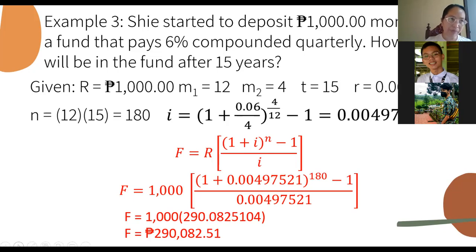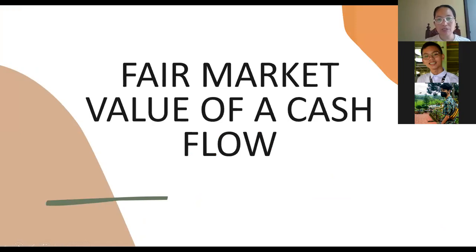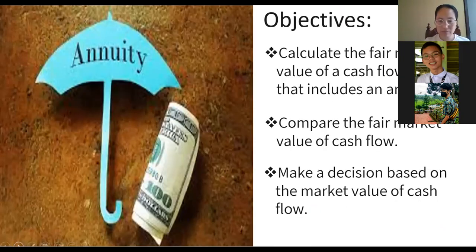Okay po. So that is the use of present and future values of simple and general annuities. Okay? Let's have the next. So these are the objectives.